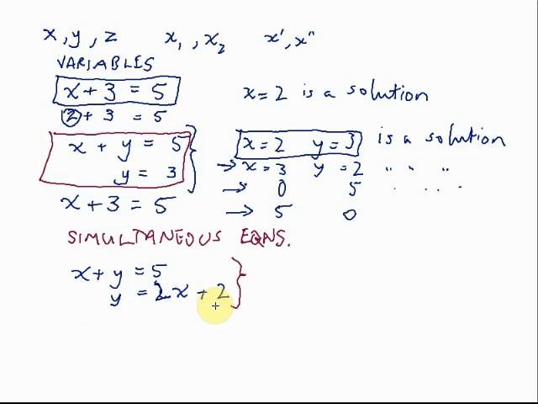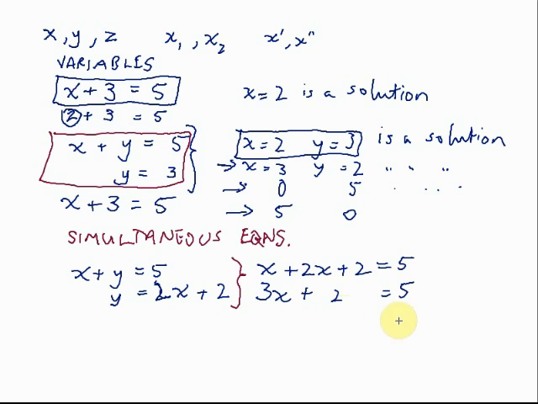Well, we know that y is equal to this, 2x plus 2. So wherever y occurs up here, because we're talking about the same y, we can instead put 2x plus 2. So let's do that. Let's see what happens. x plus y, which is 2x plus 2, so it's x plus 2x plus 2 is equal to 5. Now what have we got? x plus 2x, what's that? That's 3x plus 2 is equal to 5.